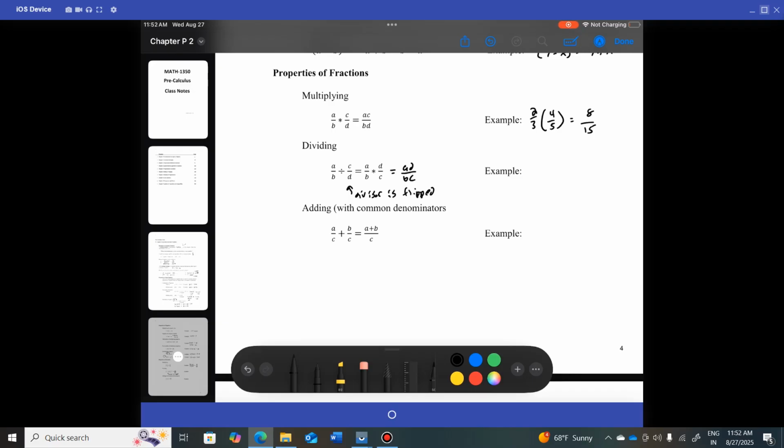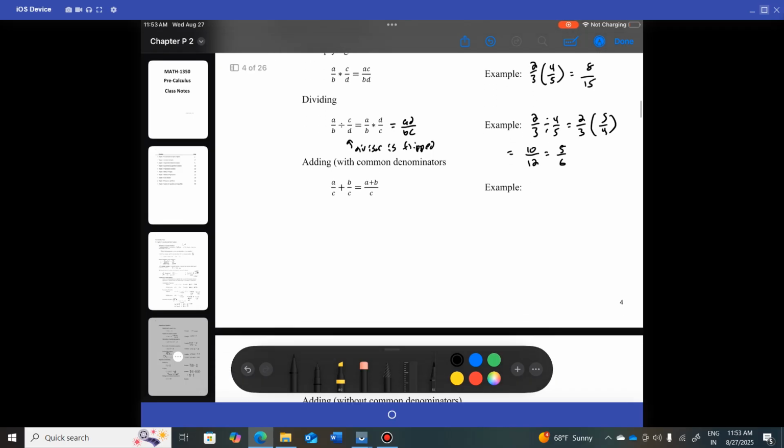All right, so 2 over 3 divided by 4 over 5. We turn this into 2 over 3 times 5 over 4. And we multiply the top, so we get 10 over 12. And then make sure we reduce fractions. Both of these are divisible by 2, so you get 5 over 6.